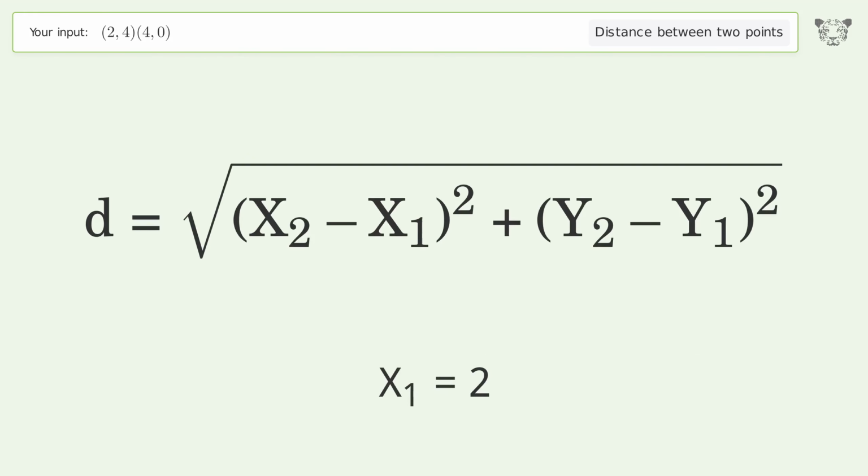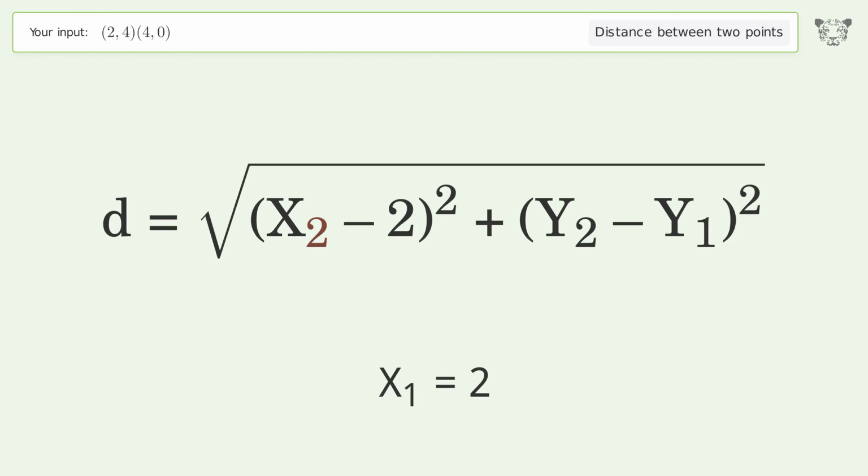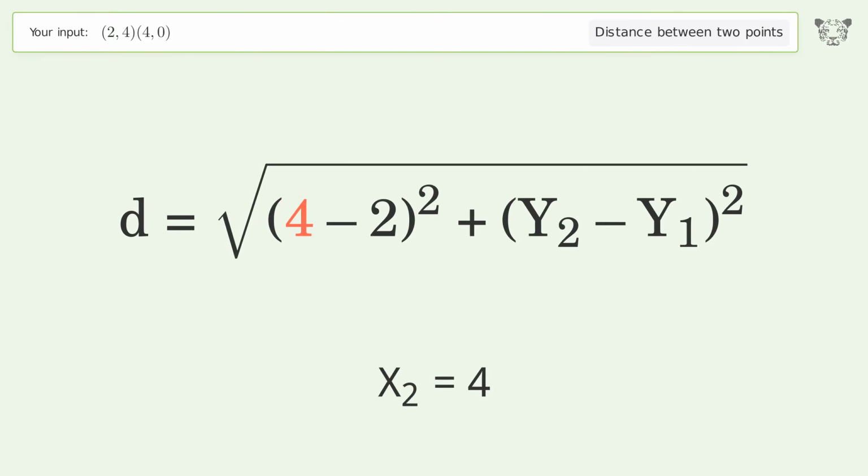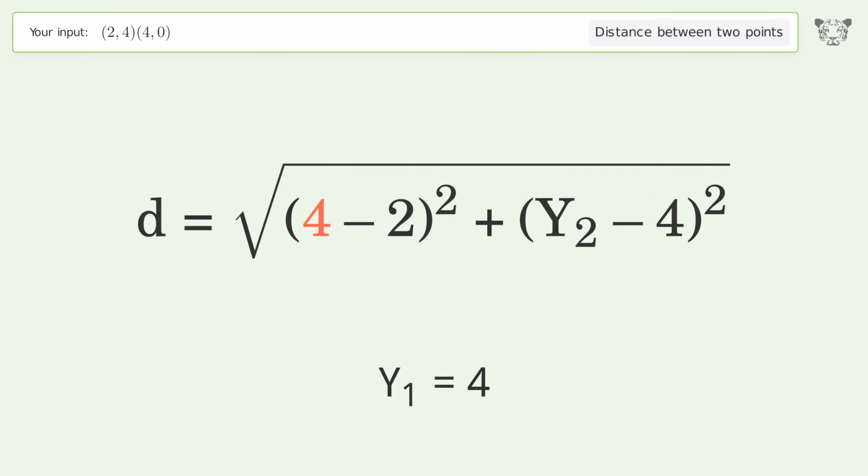x1 equals 2. x2 equals 4. y1 equals 4. y2 equals 0.